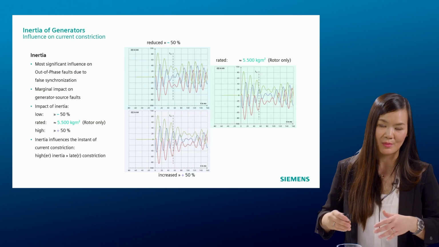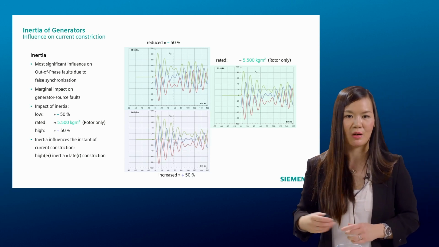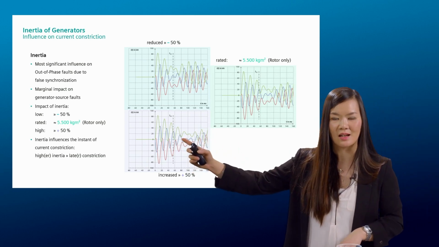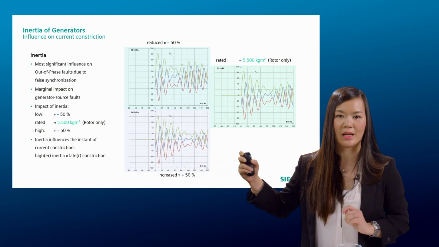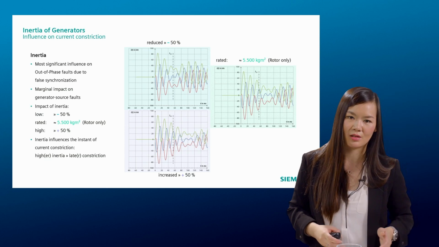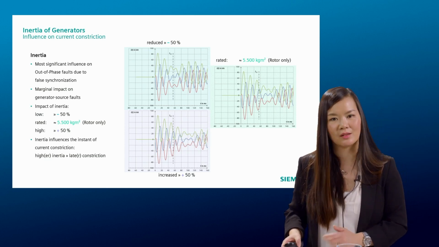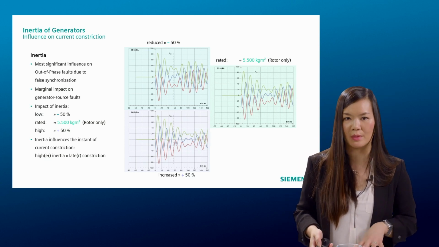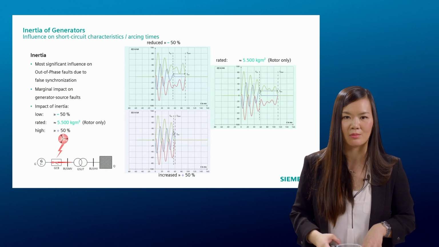The same set of machine, same set of data is now being used to simulate that case. But right now, we increase this inertia by 50%. And you can see that the constriction is now moving to a later point in time. What does it mean for the circuit breaker itself?